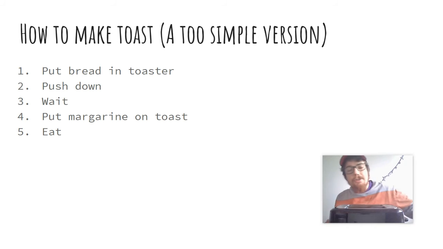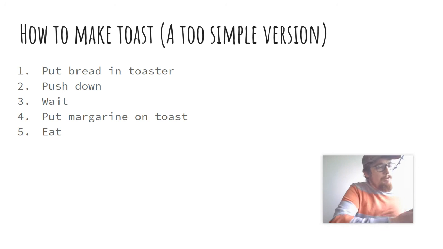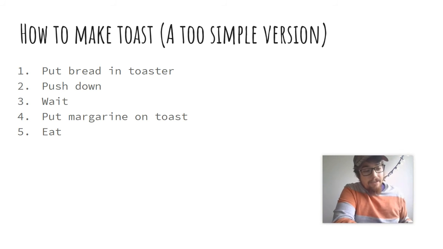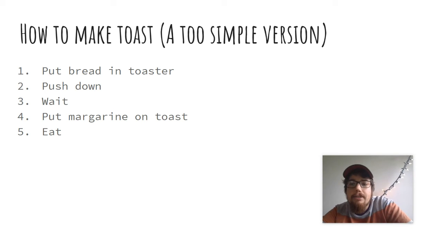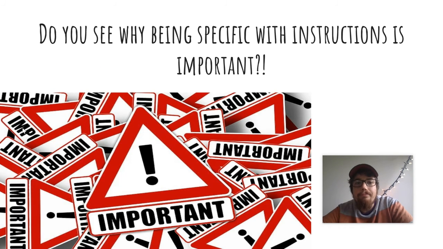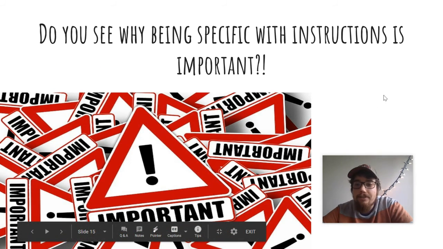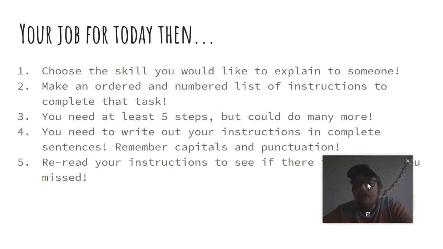So if you're looking at your instructions, and you only have a few, and they're not very specific, whoever's following them is much more likely to make a mistake or not do it correctly, okay? So that's why I broke down my instructions into 15 steps, because the more steps, the more specific you are, the less likely someone is going to make a mistake, okay? So, see how important it is? Look at all these important signs. Very important. Be specific.